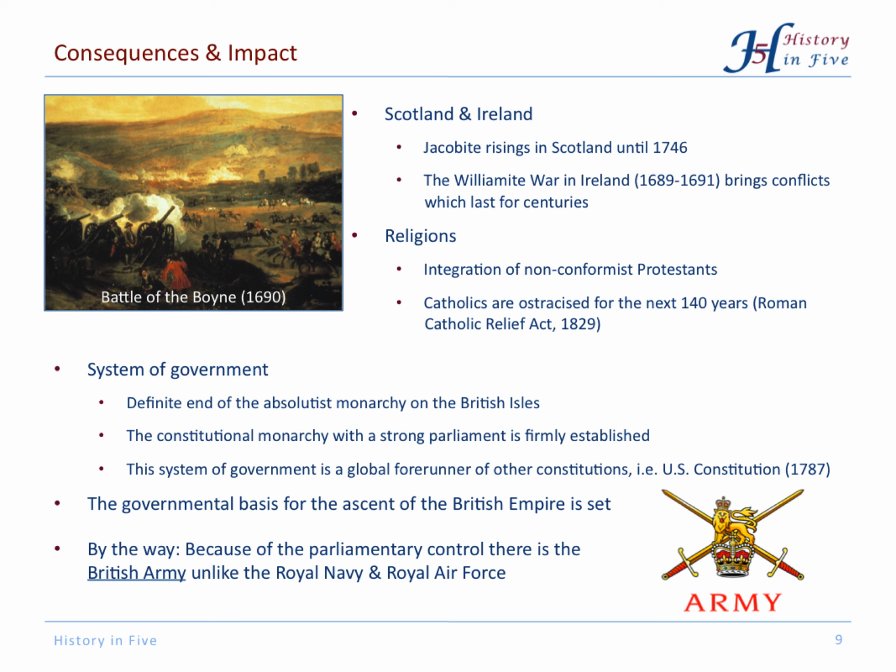Now, in Scotland and Ireland, we had a few uprisings, Jacobite uprisings, especially the mentioned Williamite War in Ireland, which brings more conflicts. Non-conformist Protestants are integrated in society, but Catholics stay excluded for the next 140 years. It's not nice to be Catholic in England. This is the end of absolutist monarchy. The constitutional monarchy is firmly established on the British Isles. And this is the foundation for England and Britain to build the British Empire.